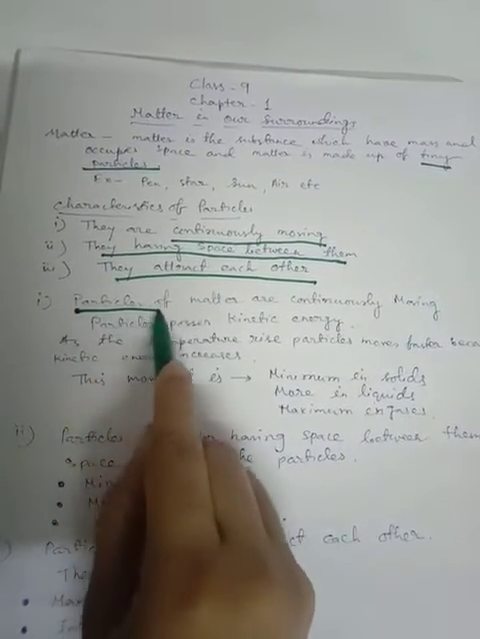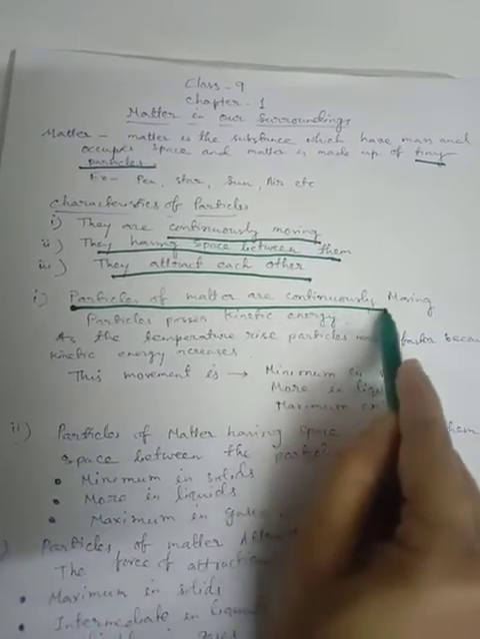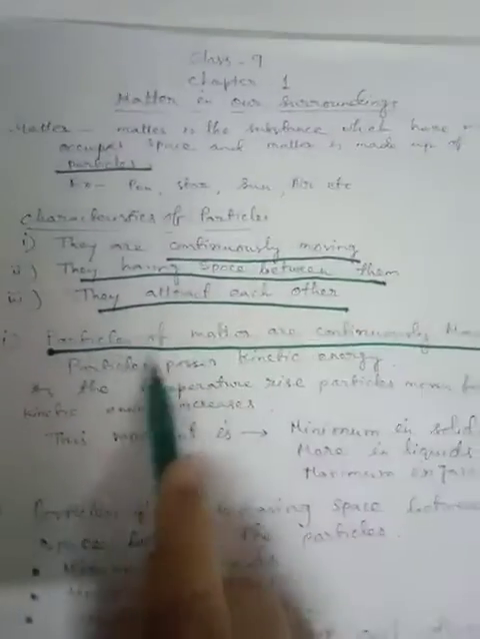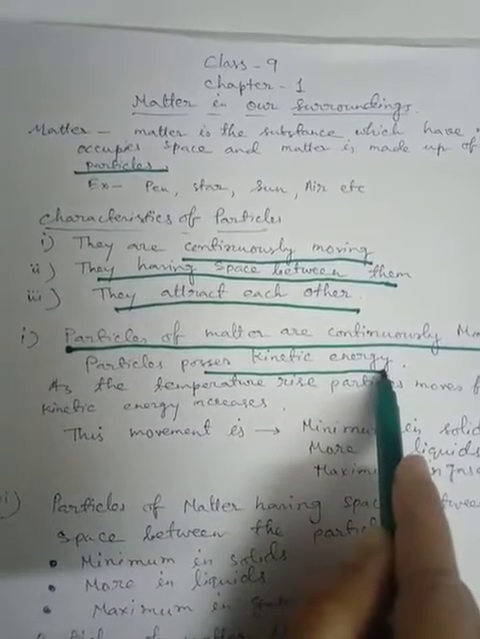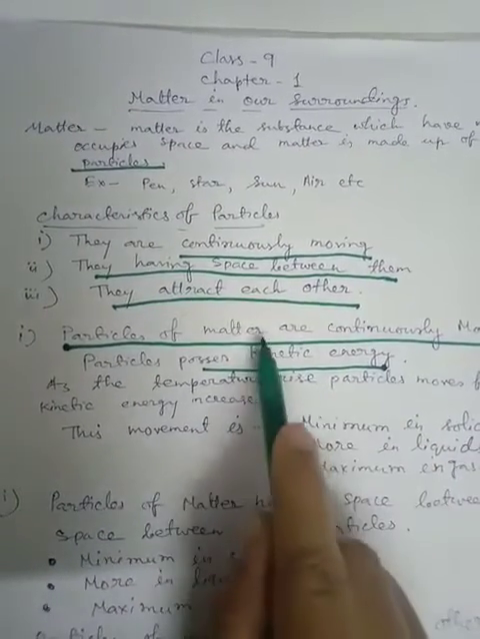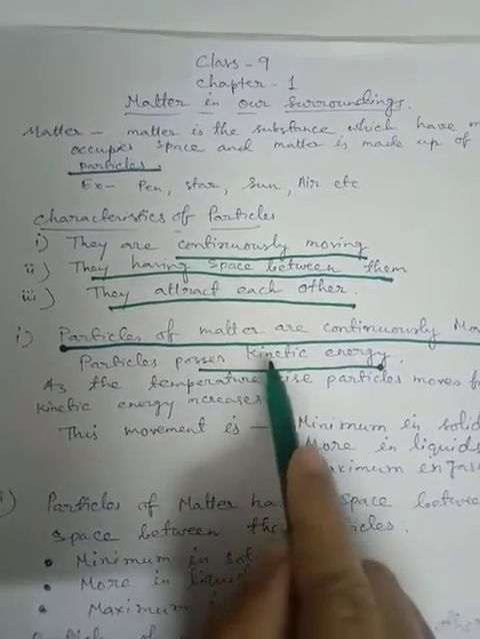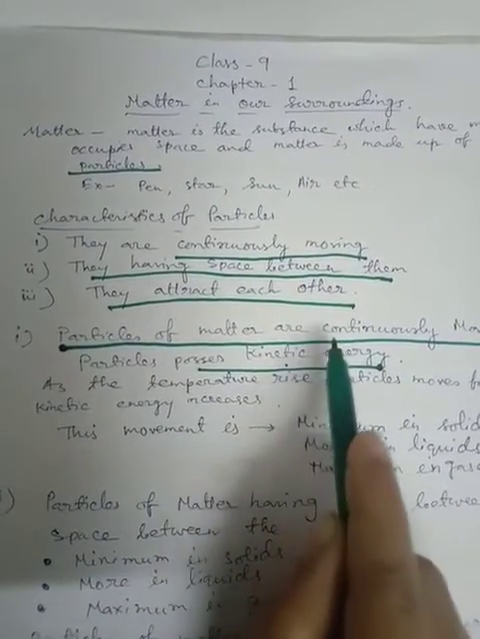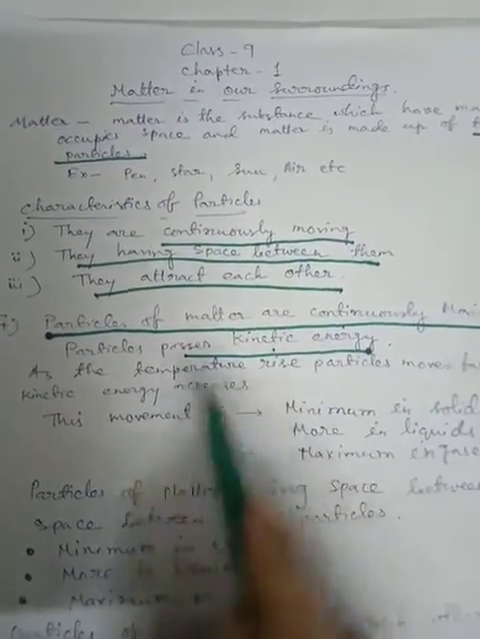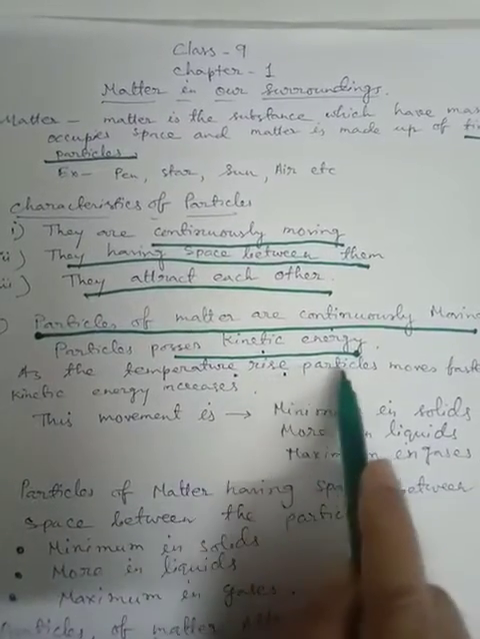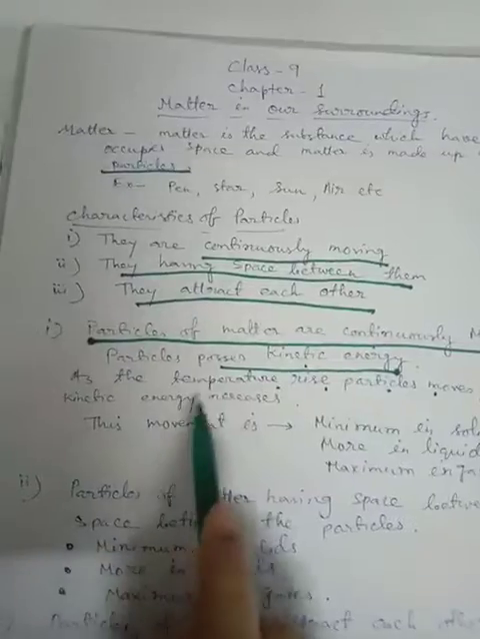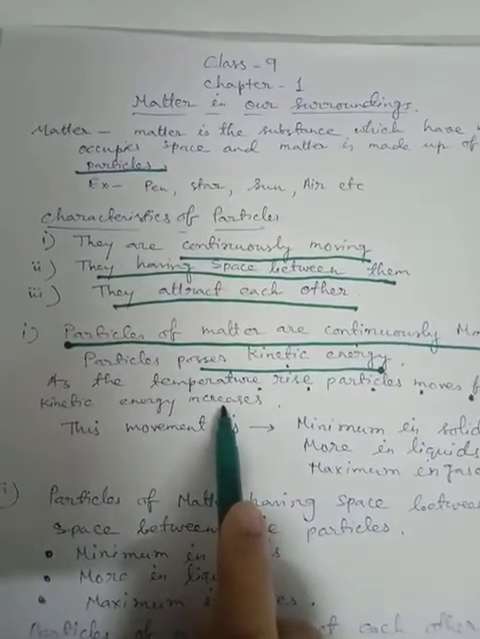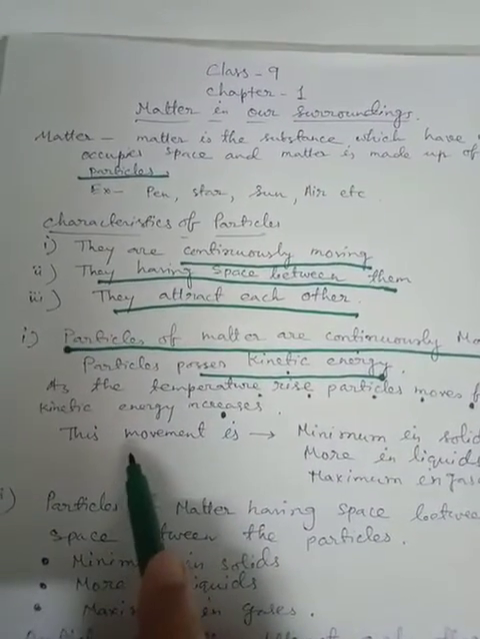The particles of matter are continuously moving. That means particles possess some kinetic energy. All particles have some energy, and that energy is called kinetic energy. Due to kinetic energy, they are moving continuously. And as the temperature rises, particles move faster because kinetic energy increases. So now we'll see the movement.